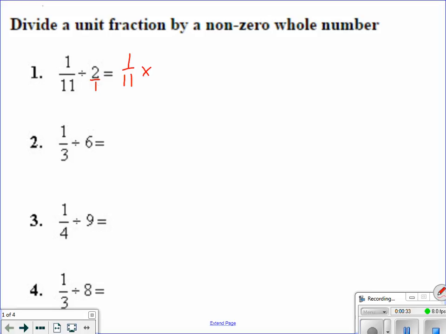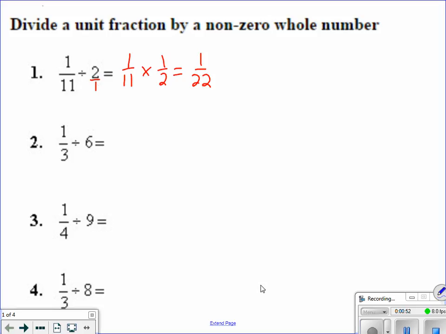So 2 over 1 becomes 1 over 2. Now what happens here is 1 times 1 is 1, and 11 times 2 is 22. So our answer is 1 over 22. Okay, let's try number 2.